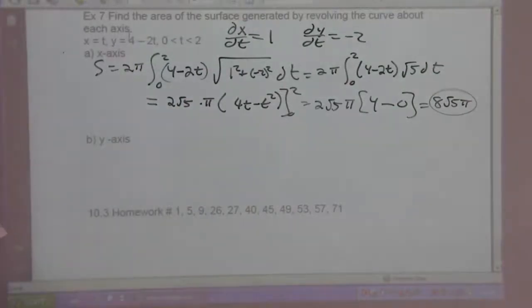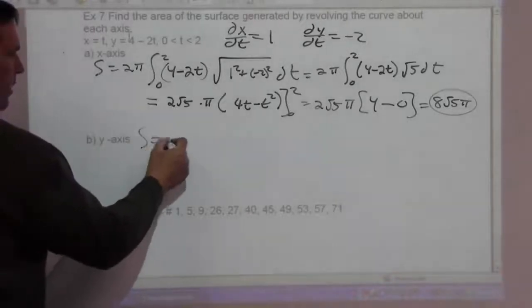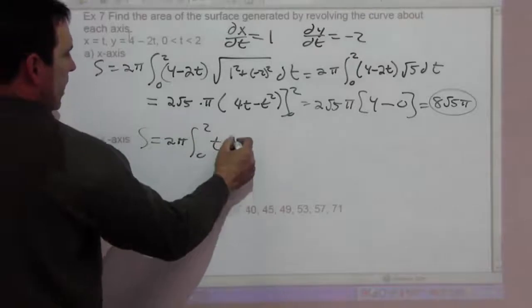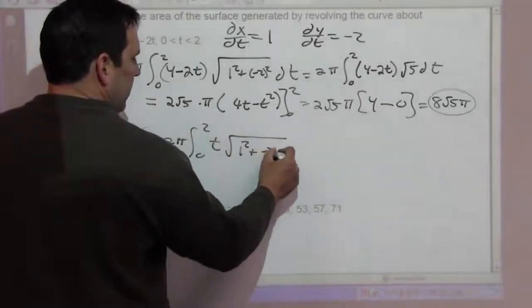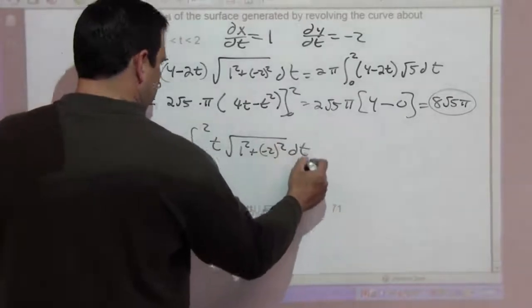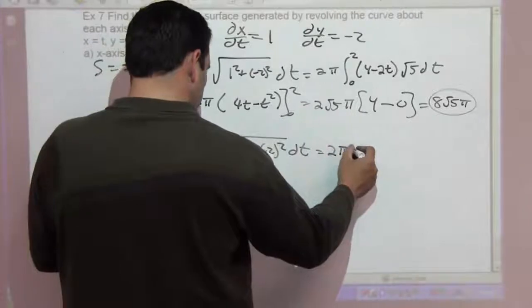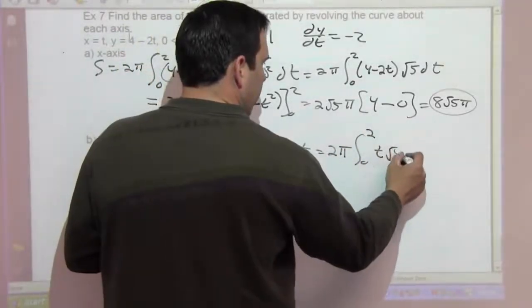And in the second case, we're going about the y-axis, so it'll be the second formula. S would be equal to 2 pi integral from 0 to 2 of t times the square root of 1 squared plus negative 2 squared dt. That's going to be 2 pi integral from 0 to 2 of t square root of 5 dt.